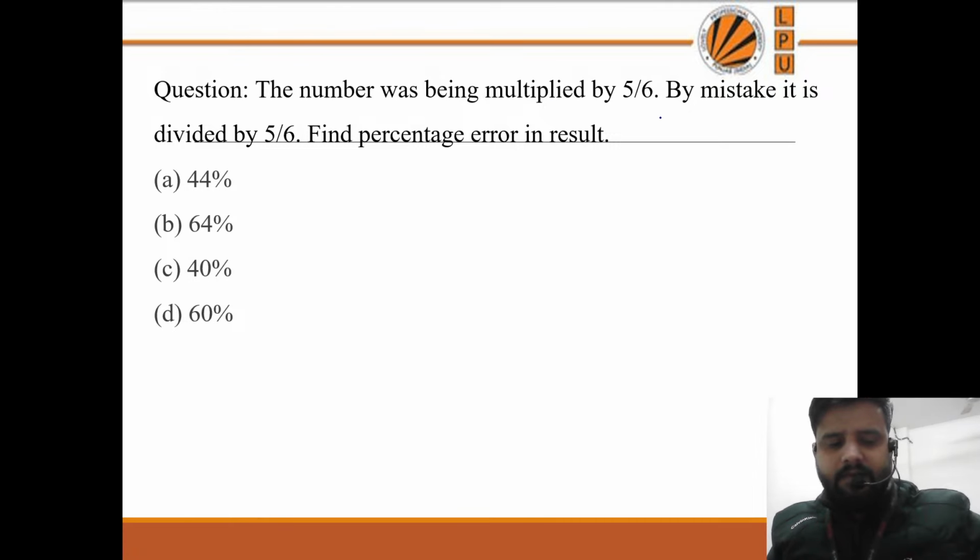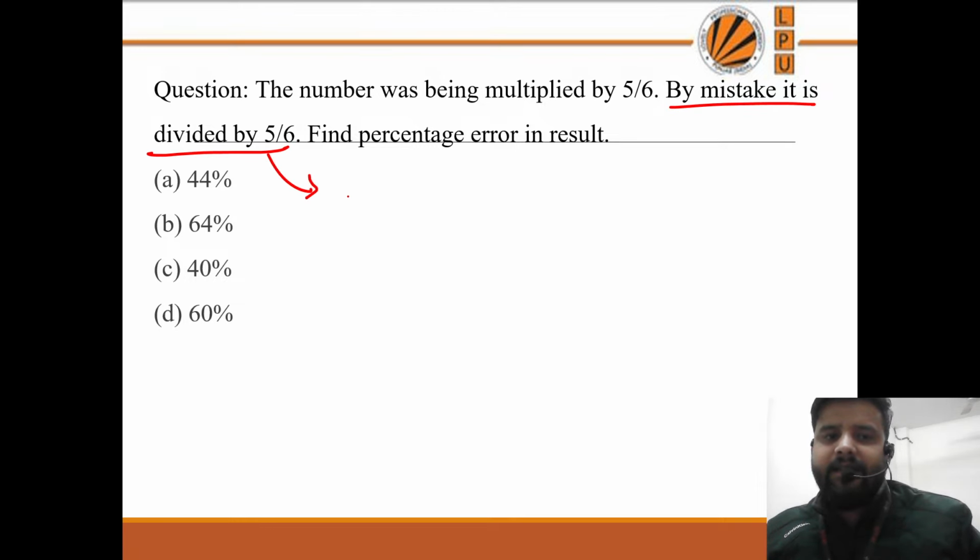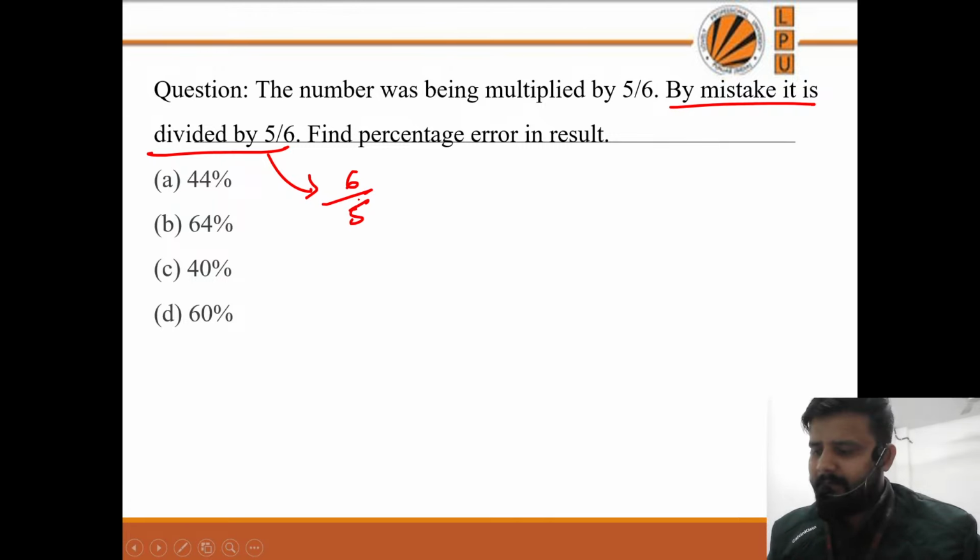See here, it is just to confuse you. Second line, by mistake it divided it by 5 by 6, or the same thing we can say that he multiplied it by 6 by 5. Now solve it. Question is correct. Just the language is different only.